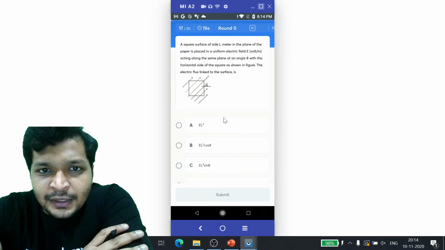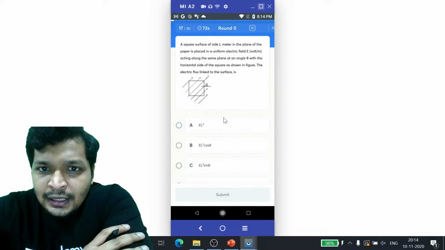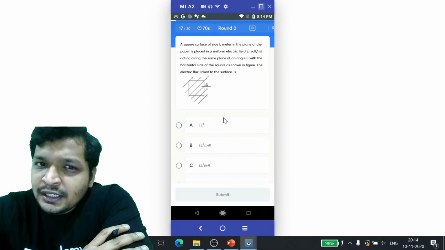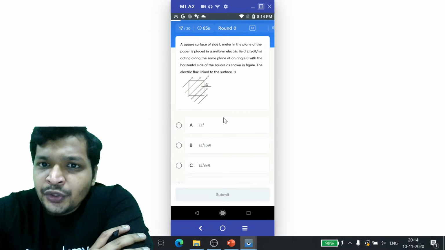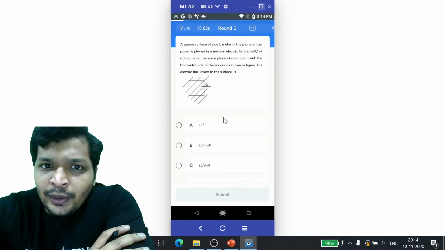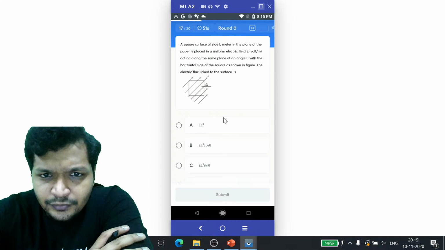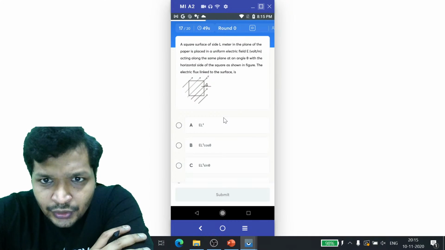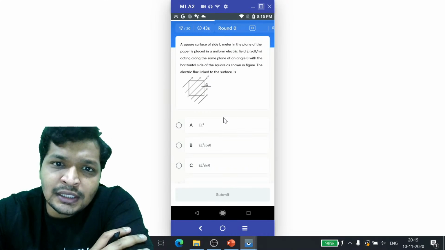Alright, we have another amazing question, guys. A square of surface L, again an electric flux related question, so it should be simple and we can move quickly. A square surface of length L meter in the plane of the paper is placed in a uniform electric field E acting along the same plane at an angle theta. Okay, so it is at an angle theta with what? With the horizontal side.